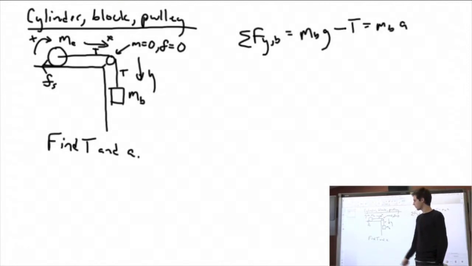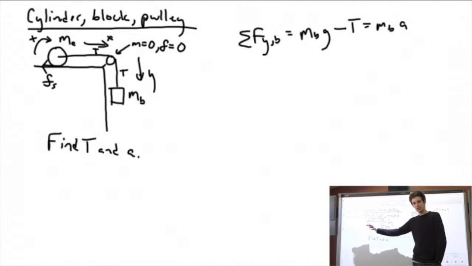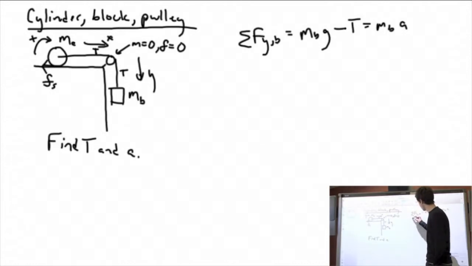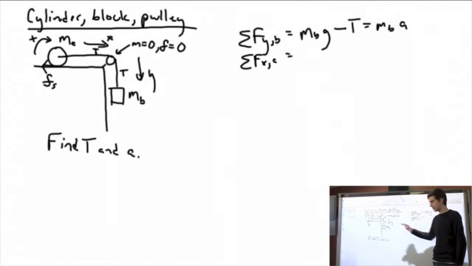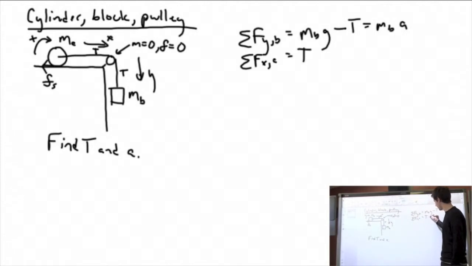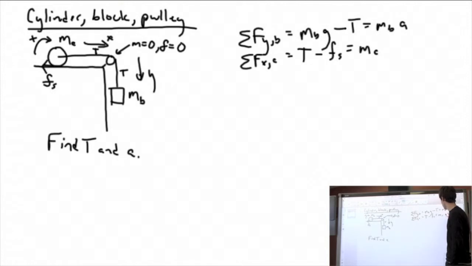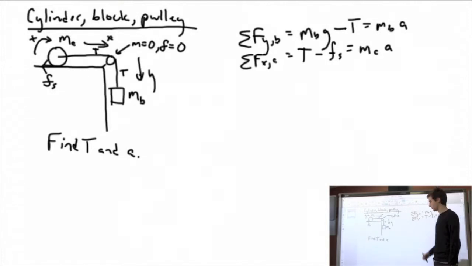Next, we can do the exact same thing, but for this cylinder in the x direction. We know that there's a static friction force pushing to the left on it, which is causing it to roll in the correct way. And we know there's a tension force pulling to the right on it. So the sum of forces in the x on the cylinder equals the tension in the rope to the right, which is positive, minus the static friction force, which is to the left. That equals mass of the cylinder times acceleration of the cylinder, which I know is the same as the acceleration of the block.